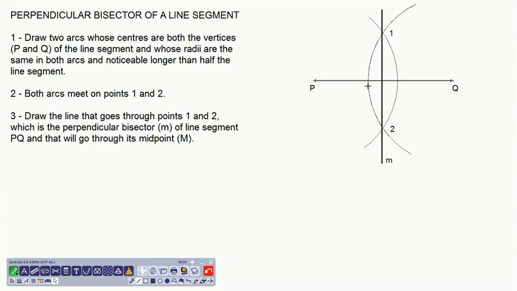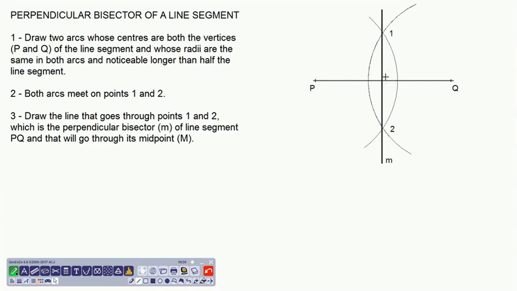Notice for doing this two very important things. One, the radius of both arcs, this and this one, has to be exactly the same. Okay, this radius of this arc is exactly the same as the radius of this another arc, and the radius has to be longer than half the line segment.